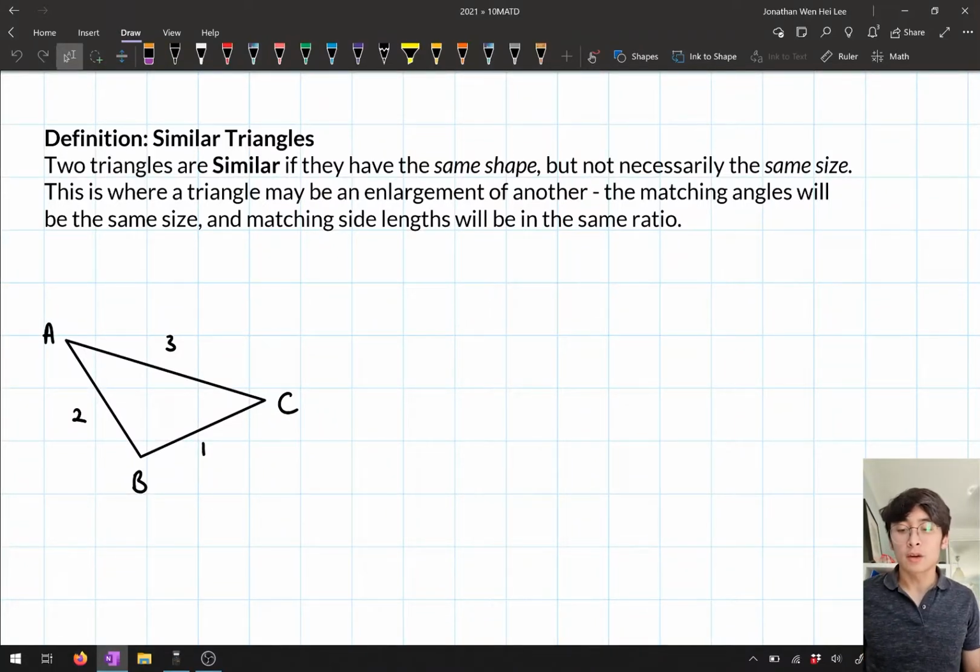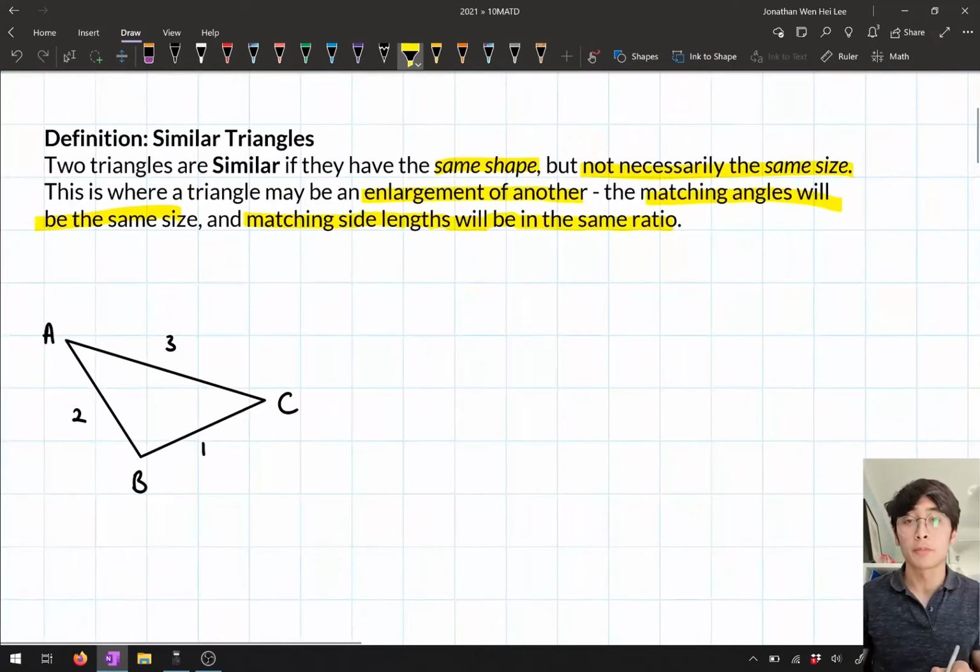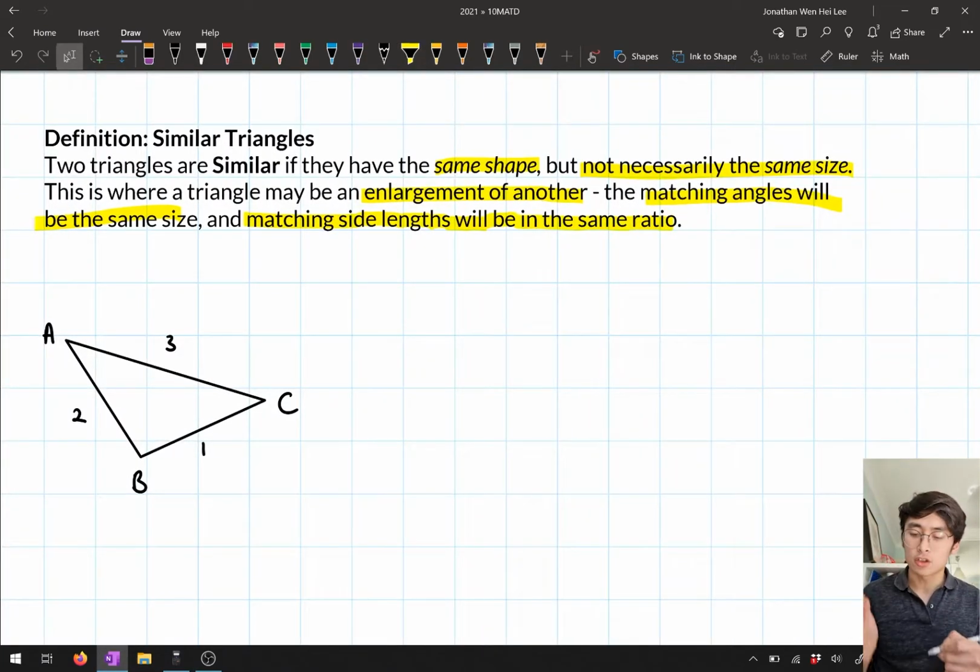Two triangles are similar if they have the same shape, just like congruent triangles, but not necessarily the same size. This is where a triangle may be an enlargement of another. The matching angles will be the same size, and matching side lengths will be in the same ratio. So two triangles are similar if they have the exact same shape, but they might not be the same size. One of them may be a bigger or a smaller version of the first one.